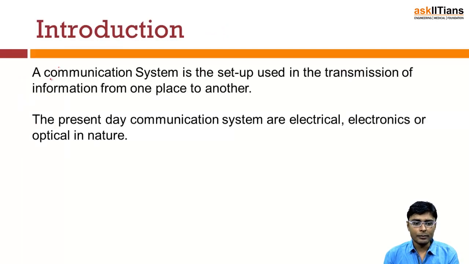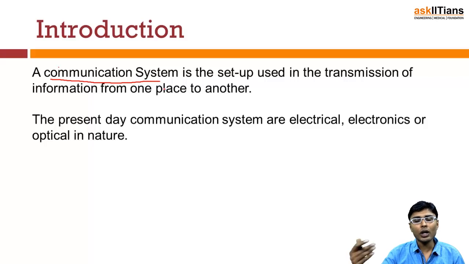What is a communication system? A communication system is the setup used in the transmission of information from one place to another. Whenever we have to send information from one place to another, a communication system is there. Suppose I am talking with any one of you, that means we are communicating, that is, exchanging information. Exchange of information is communication, and the communication system has all the units required for the communication to be successful.